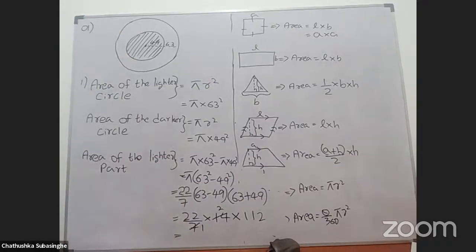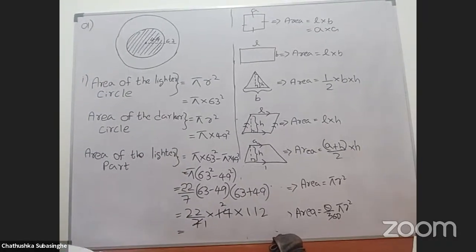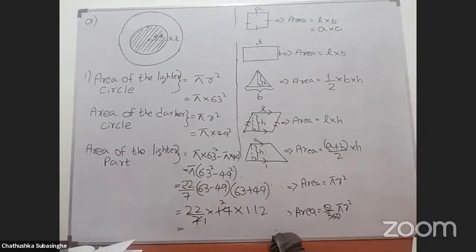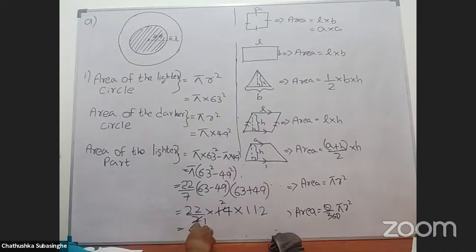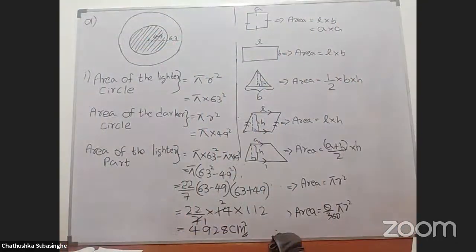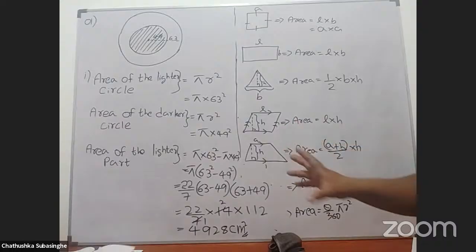I hope you can see that part of the board. Yeah, you can. Right. So 22 times 2 is 44. So 44 times 112 is equal to 4,928 centimeters squared. Quickly write it. While you are writing, if you have any doubts, you can ask me, because here I did a factorization also.